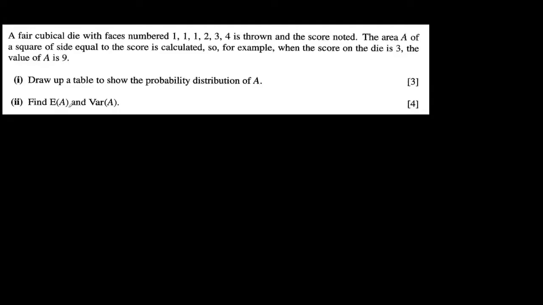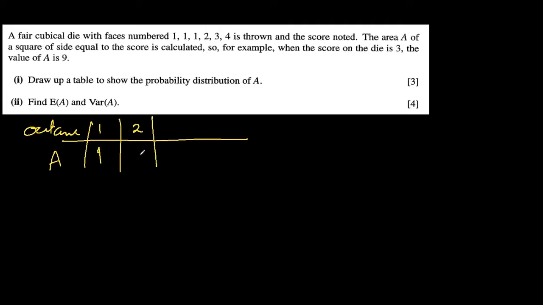In this example, they are saying there is a fair cubical die. That means the probability of all the outcomes is equal. It is thrown and the area of a square of the side is calculated. Okay, and if the outcome, let's say outcome is something, the area is square of whatever number comes. So if the outcome is 1, the area will be 1. Though geometrically it will be same, right, for all, but that's what they're saying. They call it A. And 4 is 16. All right. So these are the areas possible.